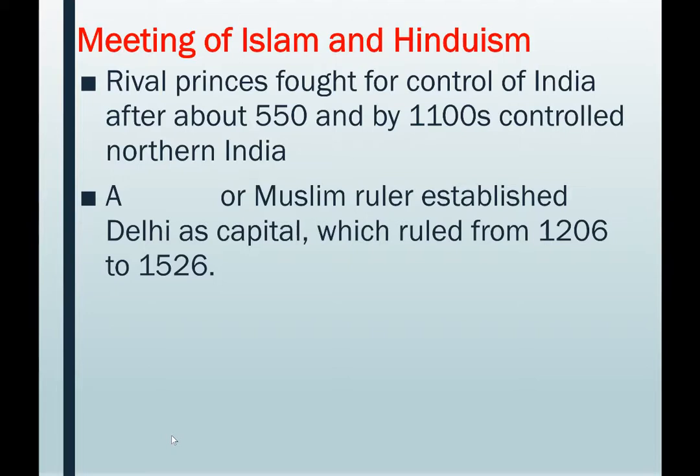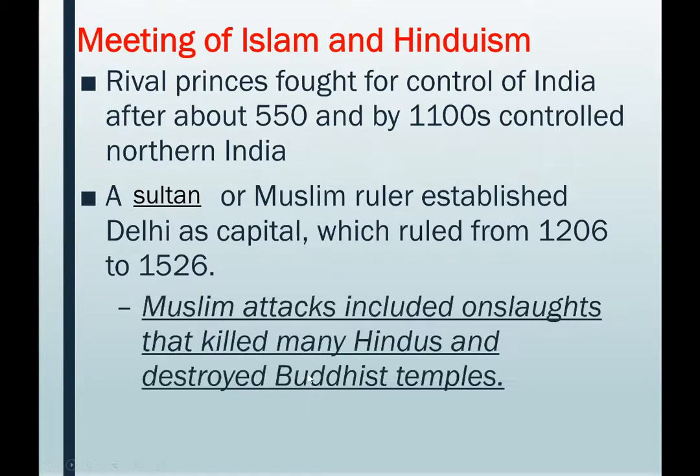Rival princes fought for control of India after about 550, and by the 1100s controlled all of northern India. So a sultan, or Muslim ruler, established Delhi as the capital, which was ruled from about 1206 to 1526. I'll show a map in a moment that shows that. Muslim attacks included onslaughts that killed many Hindus, so they had a long-standing rivalry with each other, and destroyed Buddhist temples.